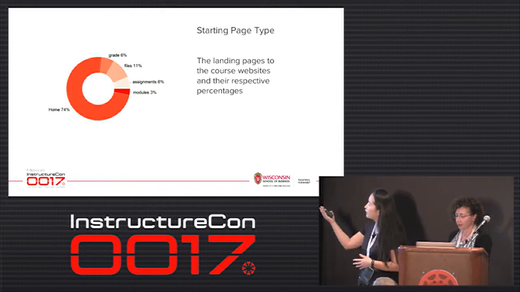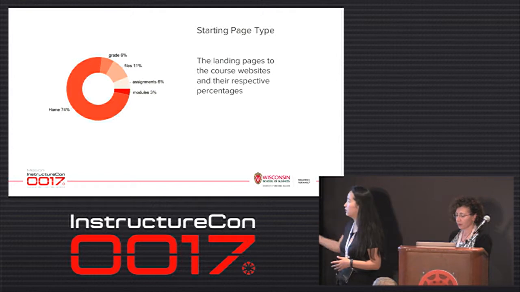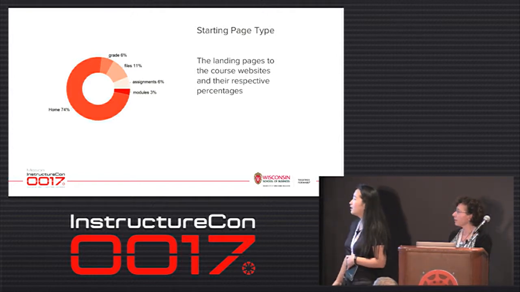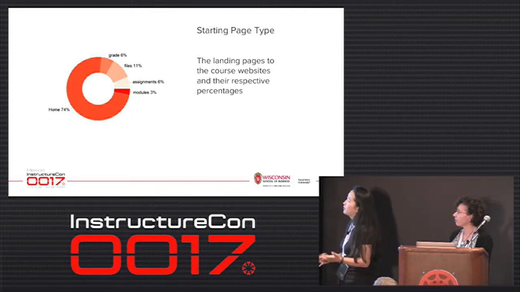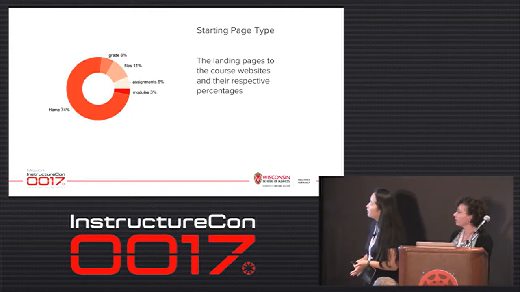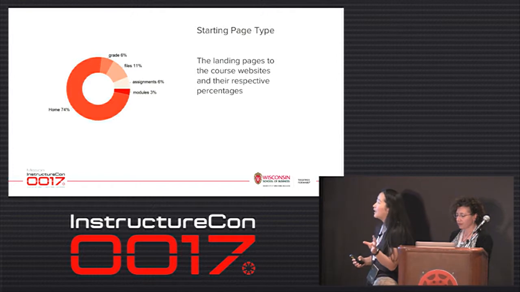And very naturally, in this example, 74% of the students start from home. But there are also the rest of the 26% who start from elsewhere, and a big part of that is files. So it's possible that the instructor in this course left that file button enabled so that students can click on that file page and bookmark it, and next time they start from files.